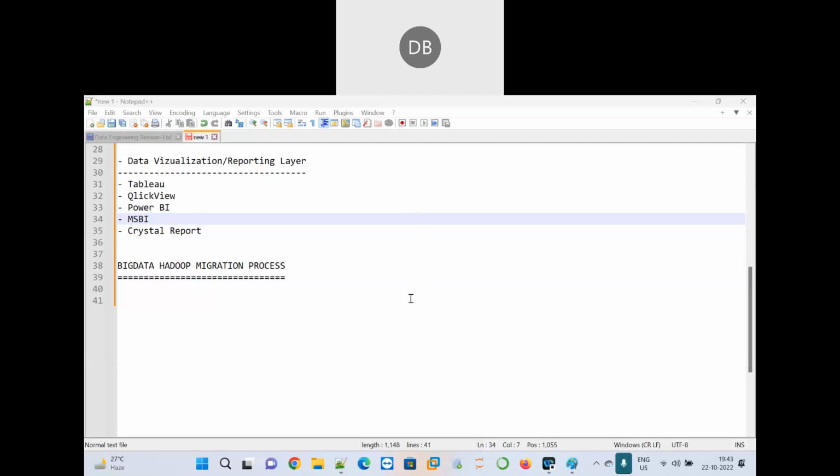So are you able to understand this concept so far? Any doubt? No. Okay, then let's move to another diagram.